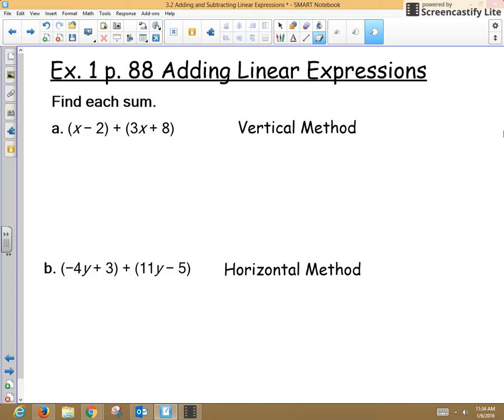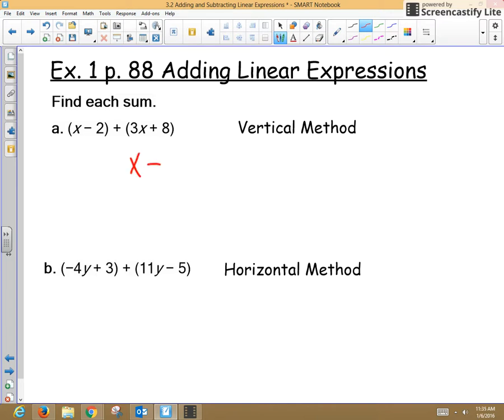Now, there are two methods of how to add the linear expressions. There's a vertical method where we align the like terms vertically. And then there's the horizontal method where we work from left to right, and I'll show you both. For A, let's solve it vertically.